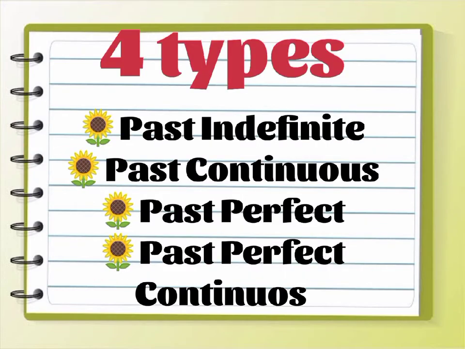So, ang past tense ay may apat na types. Yun ay si past indefinite tense or kilala rin natin siya sa simple past tense. Meron din tayong past perfect tense, past continuous tense or kilala rin natin siya sa pangalang past progressive tense. At saka ang last po is si past perfect continuous tense.